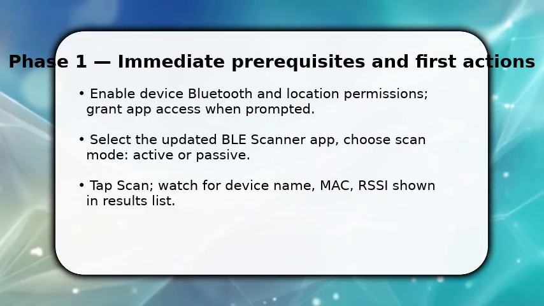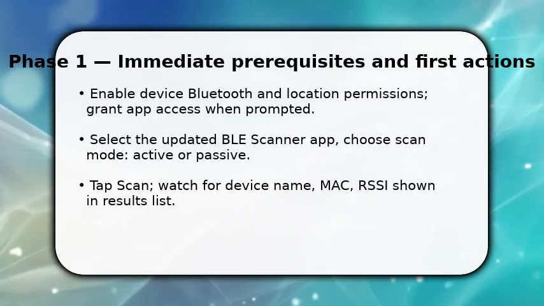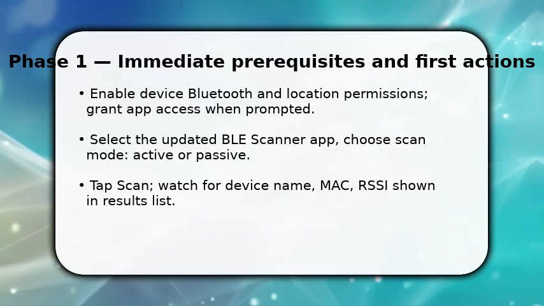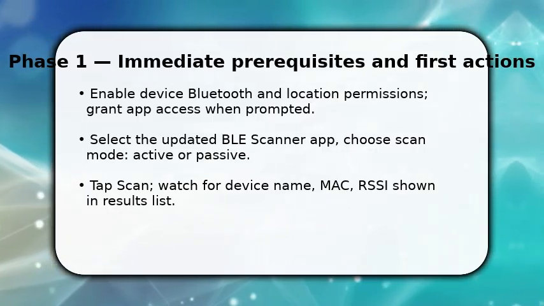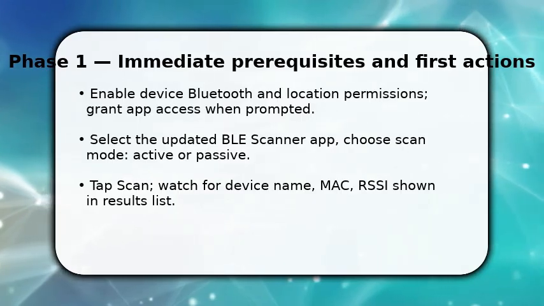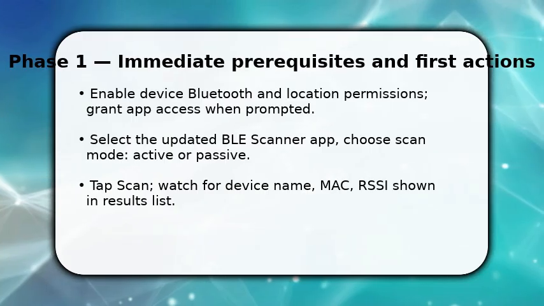You start by enabling Bluetooth and granting location or nearby device permission. The scanner needs that to discover peripherals. Once done, open the updated BLE Scanner app and pick an appropriate scan mode. Active gives more data, passive saves power.